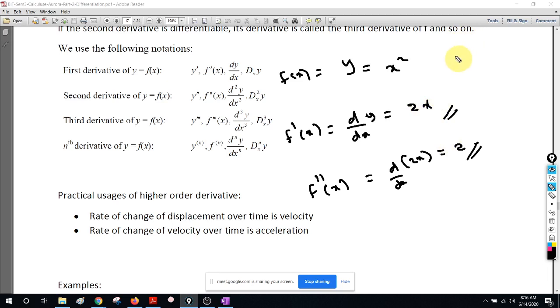Right? So if this is something like time versus distance or displacement, this is time versus velocity, and this is time versus acceleration, because we know that acceleration is the rate of change of velocity. So the first derivative gives you the velocity, and when you differentiate again, you get time versus acceleration. If you want to find the acceleration at a point, you substitute here. If you want to find the speed at a point, you substitute here. If you want to find the displacement, you substitute here.